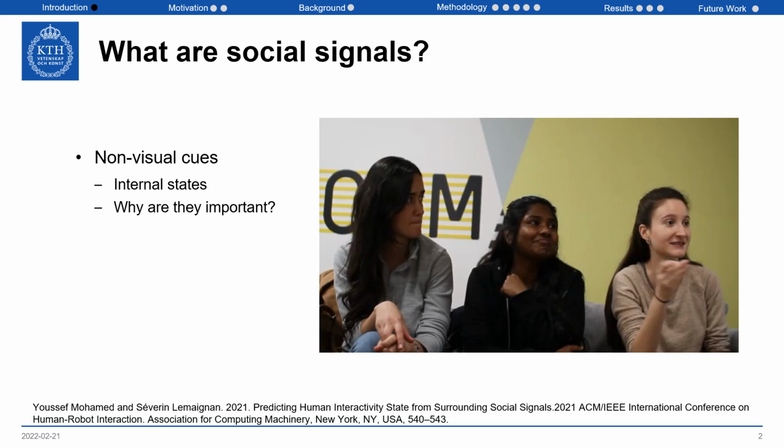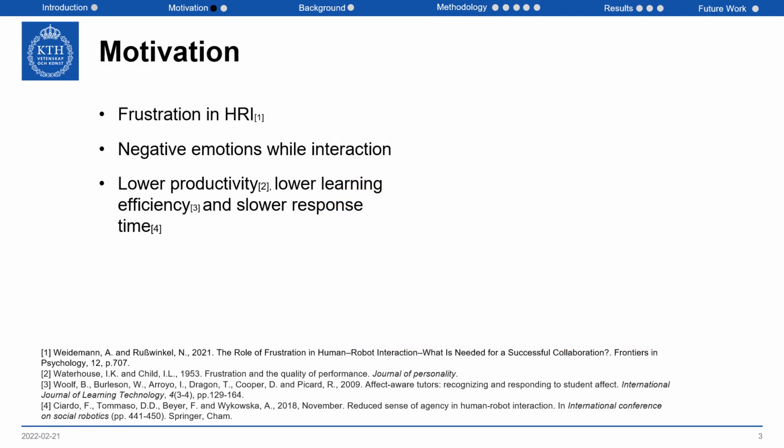It has been established in the literature that frustration is one of the most common affective states humans go through when interacting with robots. Frustration can cause lower productivity, lower learning efficiency, and slower response time. That's why in this research, we focus more on detecting frustration.